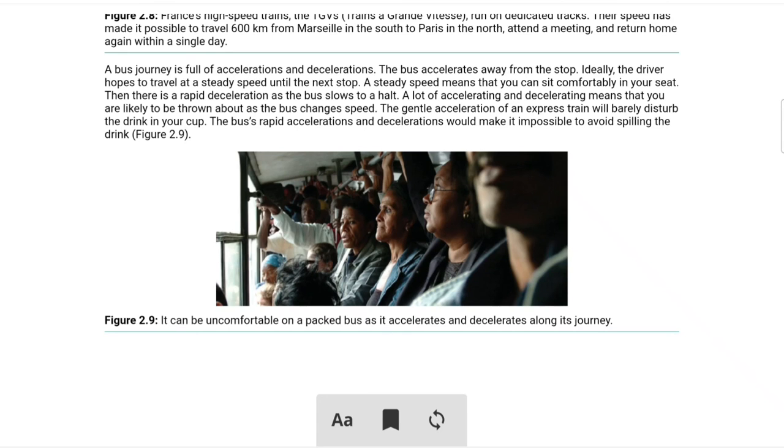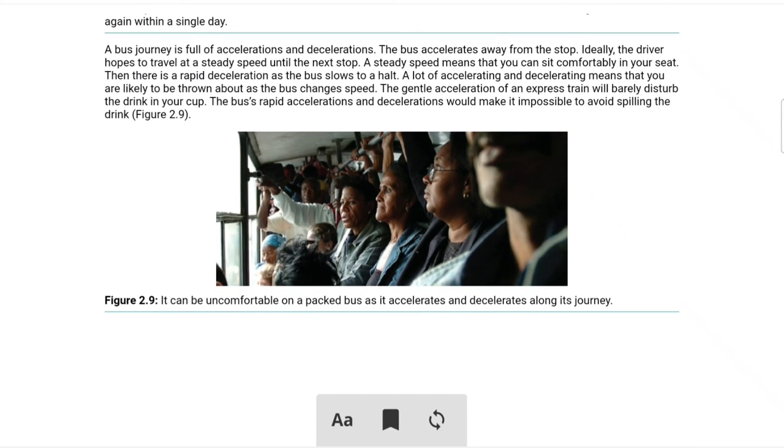So gentle acceleration of an express train will barely disturb the drink in your cup. അല്ലേ, അവിടെ ഇപ്പോൾ ട്രെയിനിലൊക്കെ ആണെങ്കിൽ ഒരു സ്ലോ ഇൻക്രീസ് ഇൻ സ്പീഡ് ആയിരിക്കും വരിക, ഒരു സഡൻ ഇൻക്രീസ് ഇൻ സ്പീഡ് വരില്ല. അതുകൊണ്ട് തന്നെ ഇഫ് യു ആർ ഡ്രിങ്കിങ് വാട്ടർ മീൻസ് ഇറ്റ് വിൽ നോട്ട് ഡിസ്റ്റർബ് that particular drink in the cup. But the rapid acceleration, sudden increase in speed and decrease in speed would make it impossible to avoid spilling the drink. അല്ലേ, വെള്ളം താഴെ പോകാനുള്ള ചാൻസ് ഒക്കെ ഉണ്ട് അവിടെ.